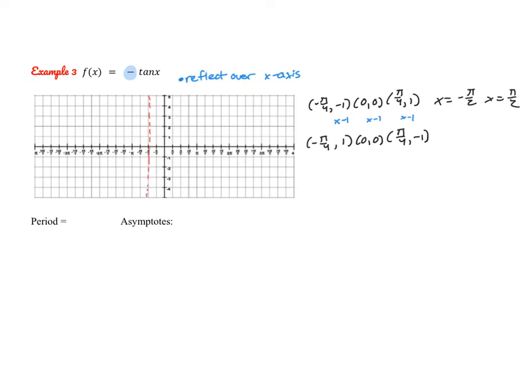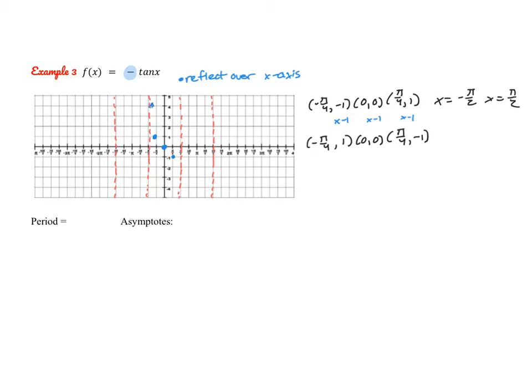So let's start with our asymptotes, which were unchanged. Negative pi over 2, positive pi over 2. Let's do another one on the right, 3 pi over 2. They're just repeating every pi units. So we still have that point right in the middle at 0, 0. This time at negative pi over 4, instead of being down here at negative 1, now it's at positive 1. And then we have pi over 4, negative 1.